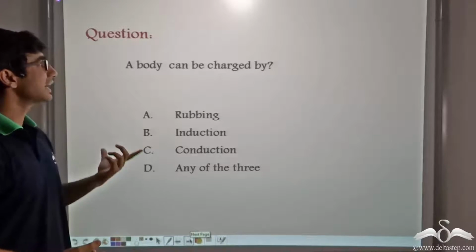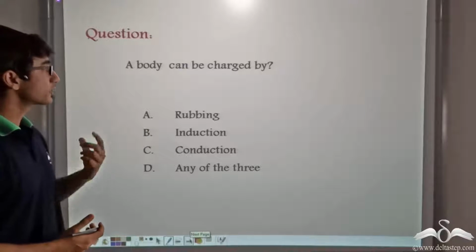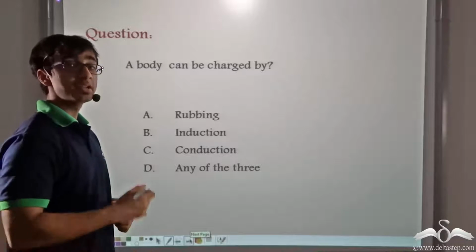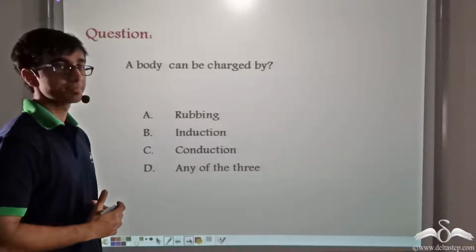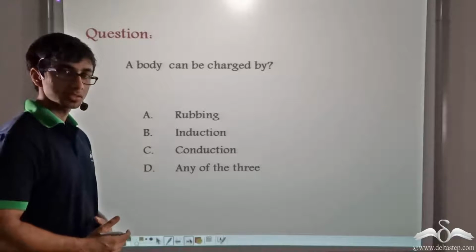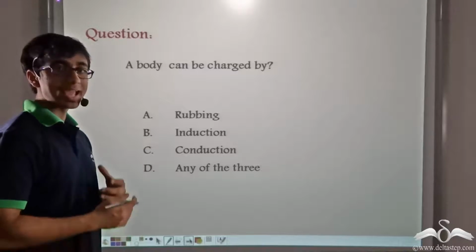Now, this question is, in what way can a body be charged? The options are rubbing, induction, conduction, or any of the three.